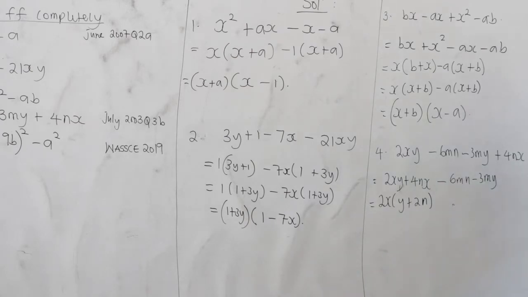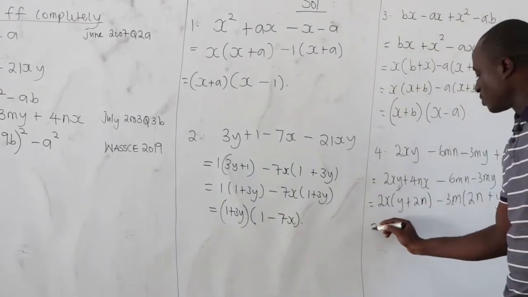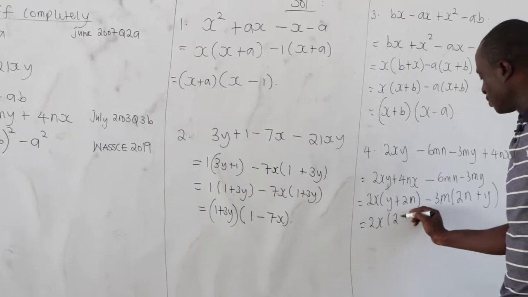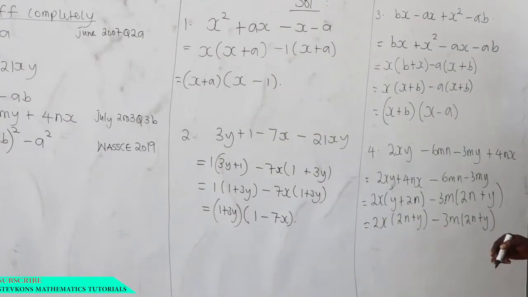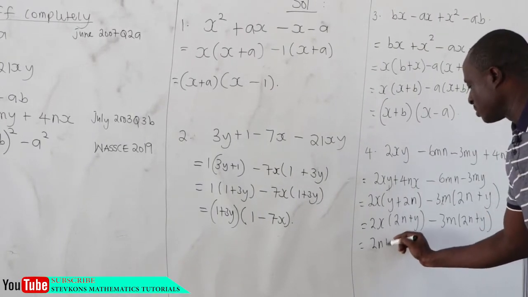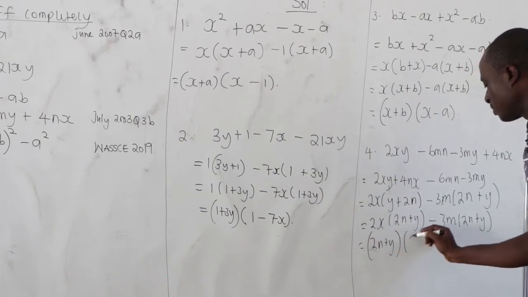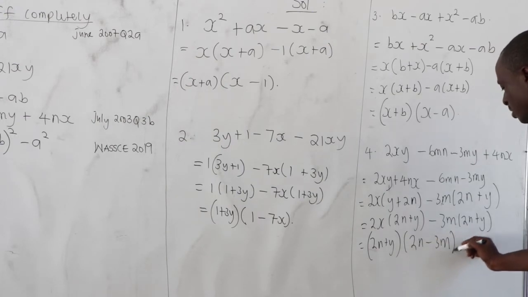Now let's see here what is common. Clearly 3m is a common factor, so minus 3m, and here we get 2n plus y. Now note that y plus 2n is the same as 2n plus y. So let's rewrite the first one to look like the second one. So we have 2n plus y, minus 3m, 2n plus y. So 2n plus y is common. Let's bring the 2n plus y out. What is left? We have 2n minus 3m.